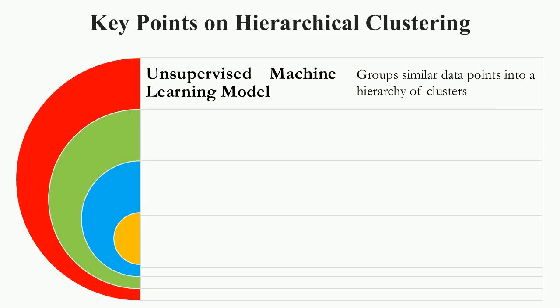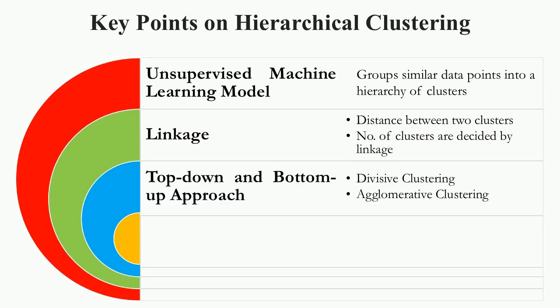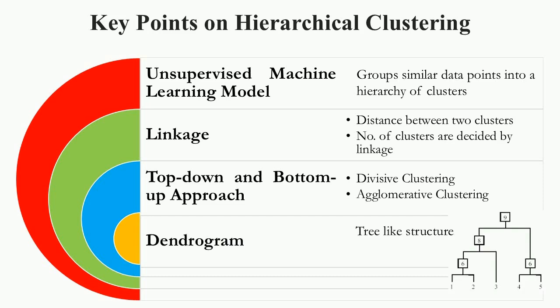Some key points about hierarchical clustering. It's an unsupervised machine learning model. Similar data points are grouped into a hierarchy of clusters. The distance between clusters is called linkage, and it decides the number of clusters. Hierarchical clustering can be implemented using either a top-down or bottom-up approach. Both approaches result in the same clustering results. A hierarchical clustering is summarized using a tree-like structure. This is called a dendrogram.